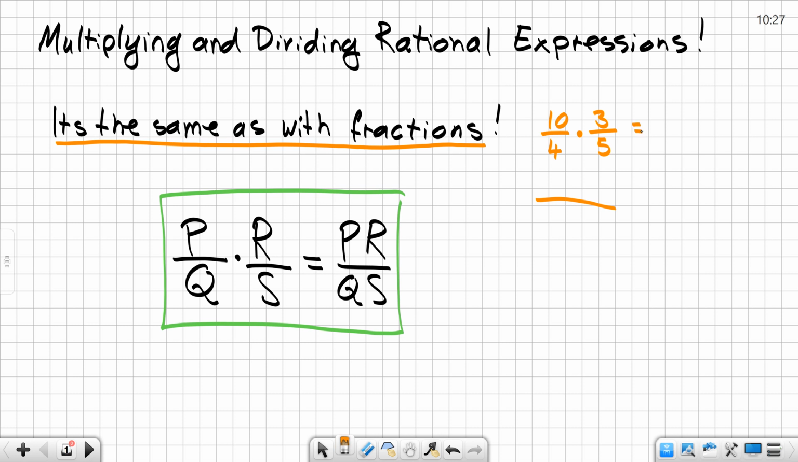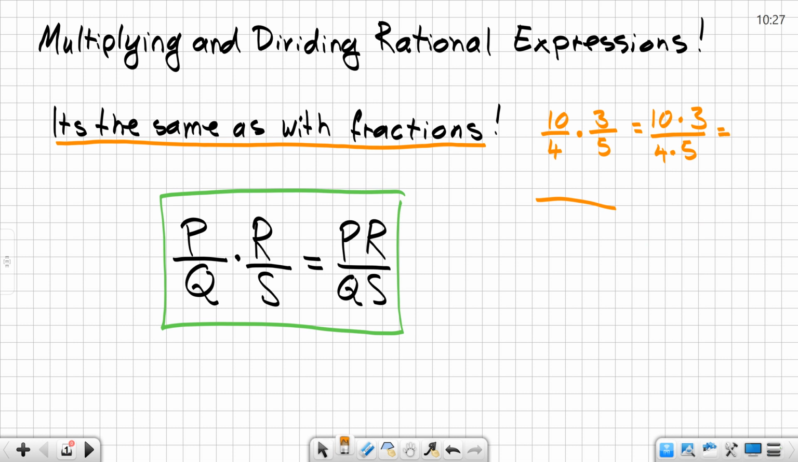What I'm doing is, strictly speaking, multiplying the numerators and then multiplying the denominators. But of course, I would not multiply this out right now. I would not immediately do this. 10 times 3 is 30, 4 times 5 is 20. This is correct, but it is too complicated. So instead of going big, we are going small.